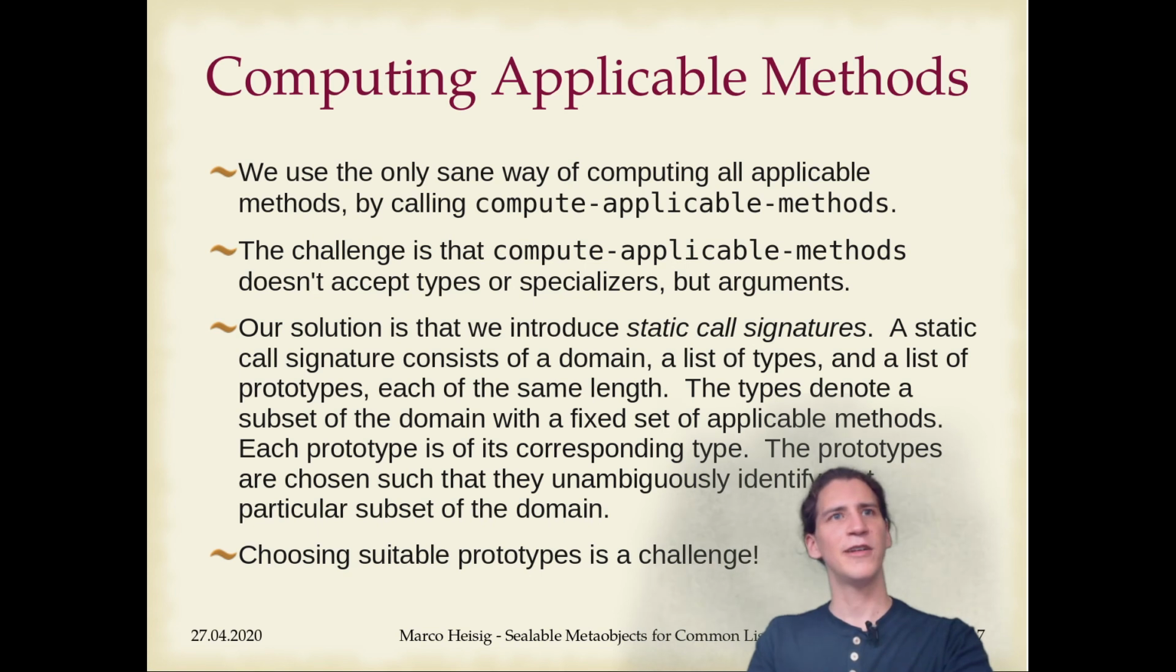For example, if we have a domain and methods therein, one specialized to the class of integers and one specialized with an EQL specializer of 5, we must not fall into the trap and accidentally use 5 as a prototype for the former, because it would also designate the latter. So we have to make sure that those prototypes actually describe the precise set of methods.